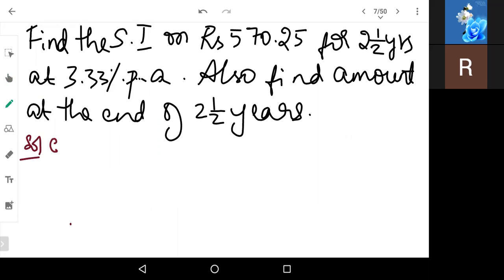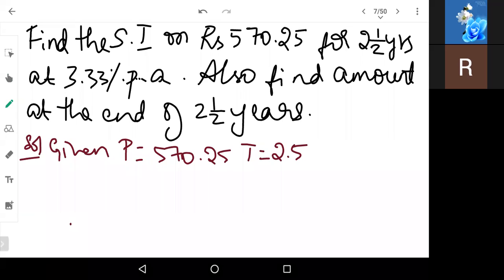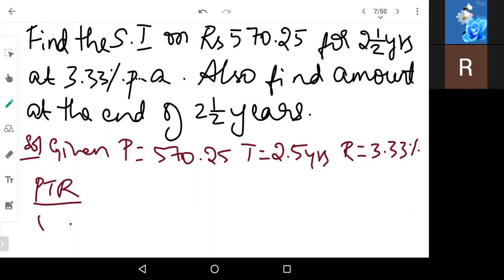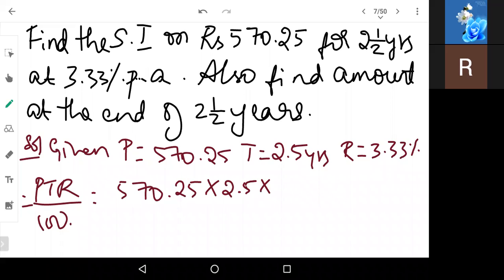Solution. What is given to us? Principal is 570.25. Time is 2.5 years. I can write it as 2 plus 0.5, so 2.5 years. Rate is 3.33%. Find out PTR by 100. 570.25 into 2.5 into 3.33 whole divided by 100.